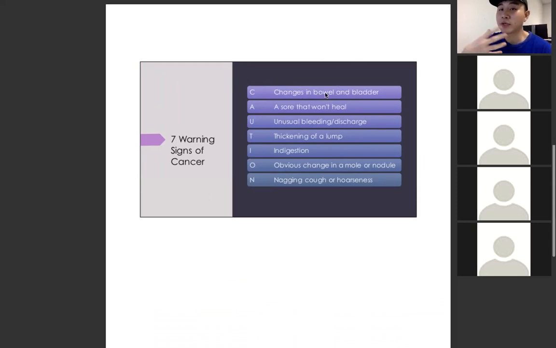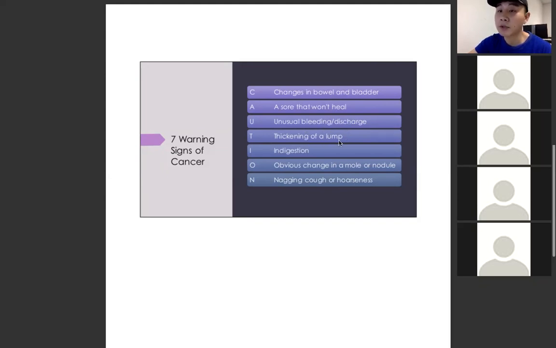Like, if we suddenly experience a difference in bowel, it can be excessive diarrhea, or suddenly severe constipation, or with the bladder, we pee so much more, or we don't pee at all. A sore that won't heal, like we have an injury, a wound in the mouth or on the skin that just will not heal and just keeps bleeding. Unusual bleeding or discharge, especially from the genitalia, or just from a sore on the body. There's unusual bleeding or discharge.